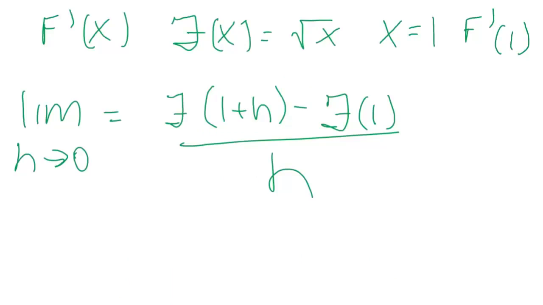Our last problem is finding the derivative of f of x when f of x is equal to square root of x and x equals 1. So since they were finding the derivative of f of 1, we're going to use the derivative limit equation, which is here, where the limit as h approaches 0 is equal to f of 1 plus h, or f of a plus h with any given variable, minus f of 1, or f of a, over h.